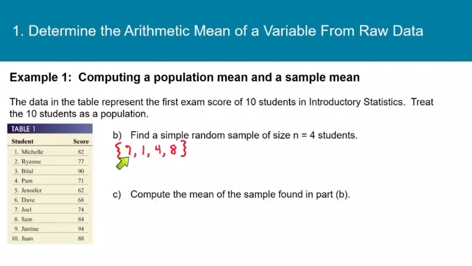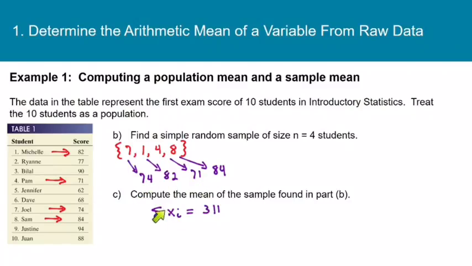Now this is giving us number 7, number 1, number 4, and number 8. So that would be Joel's score, Michelle's score, Pam's, and Sam's scores. So 74, 82, 71, and 84. And now in part C it says compute the mean of the sample. Well, we can add those 4 numbers together and we see that the sum of those 4 values is 311. So now the sample mean x bar is found by taking the sum of the numbers and dividing by the sample size. So that's going to be 311 divided by 4, which is going to come out 77.8.